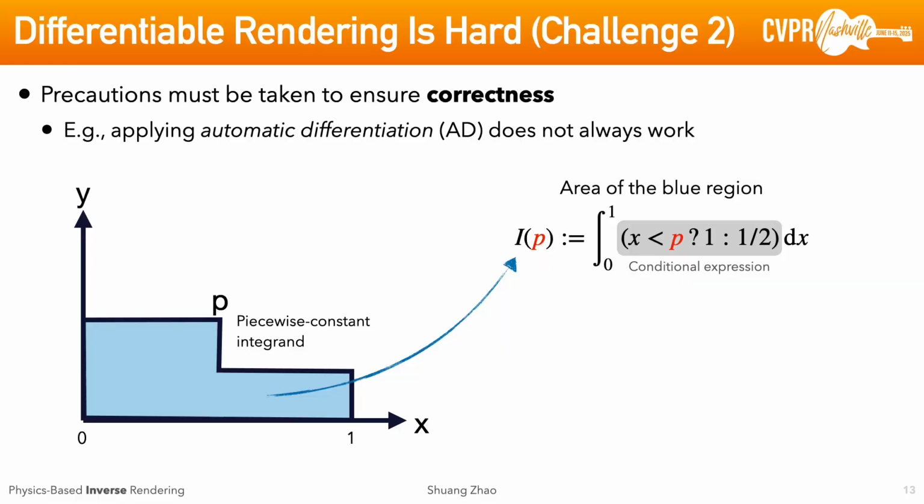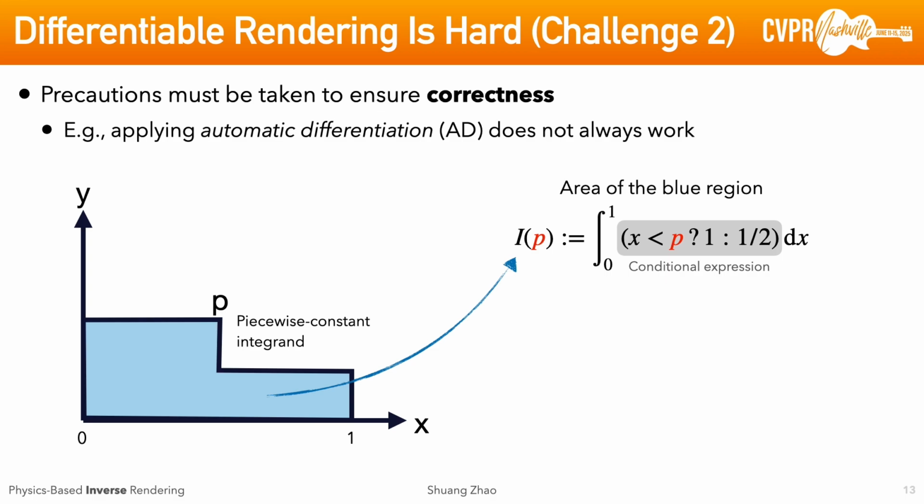Another difficulty, which I think these days more and more people are aware of, but I still want to emphasize it, is that getting correct derivatives is more than applying autodiff. For example, let me give this toy problem, where if you look at this integral, the integrand is basically a step function, which is this: when x is less than p, it returns 1, and otherwise it returns 1/2.